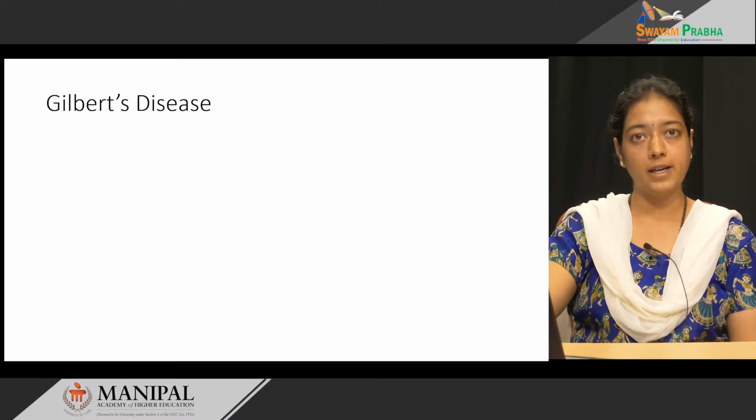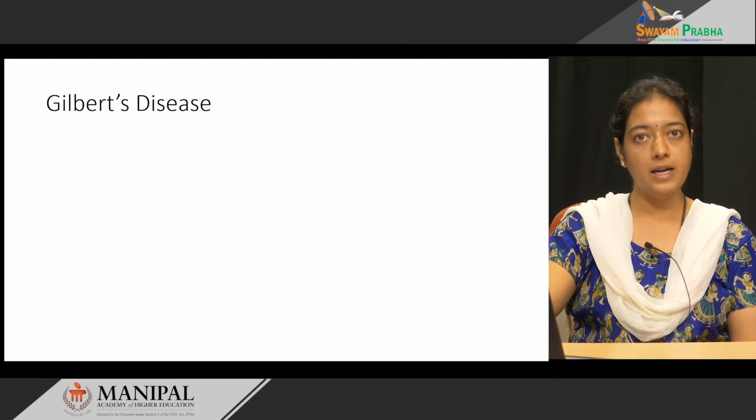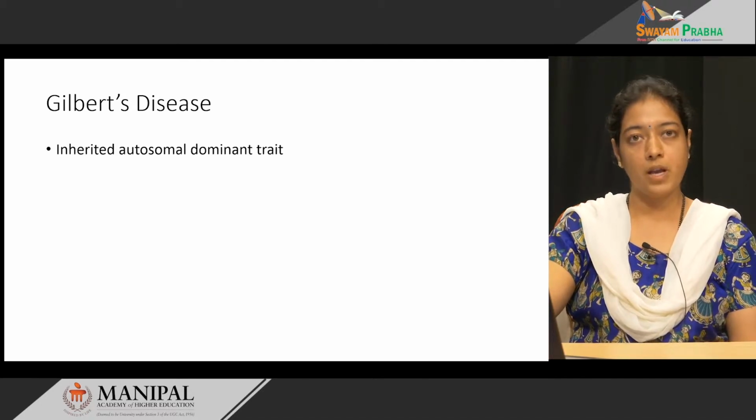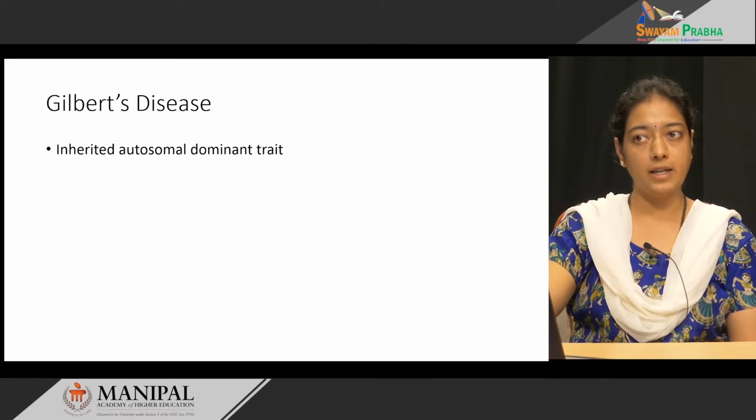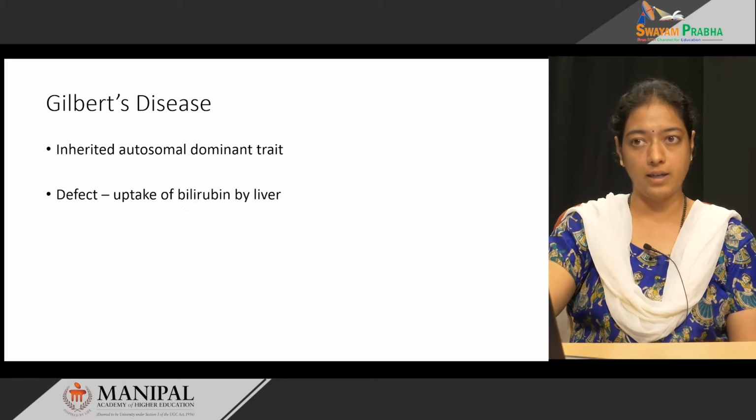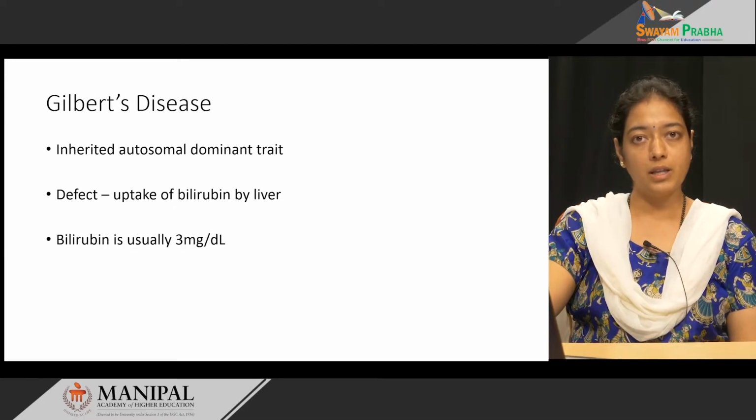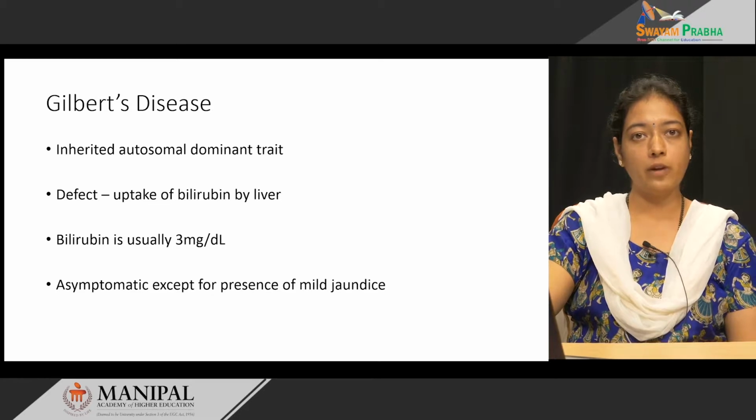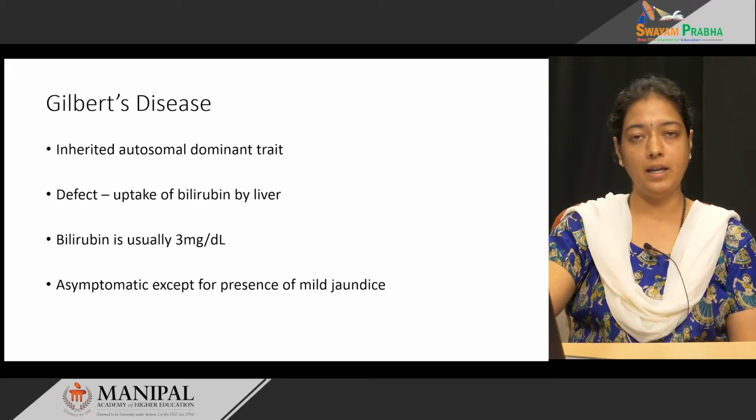Coming to the second congenital hyperbilirubinemia, that is Gilbert's disease. Gilbert's disease is an inherited autosomal dominant trait. The defect in this disease is in the uptake of bilirubin by the liver. In these patients, the bilirubin levels may be around 3 mg per deciliter. Most of the time they are asymptomatic and there is only mild jaundice in these patients.